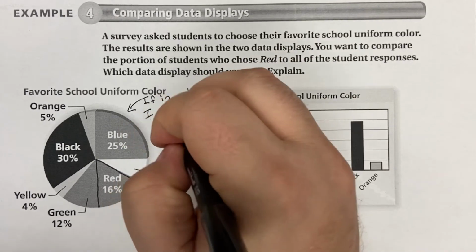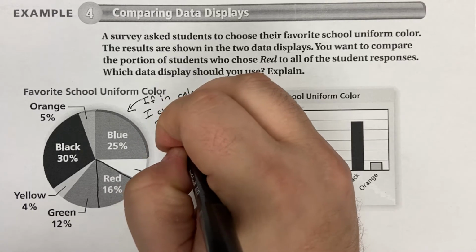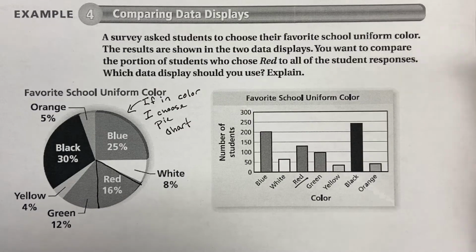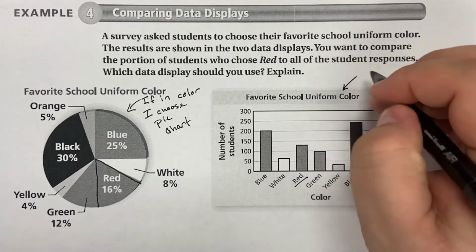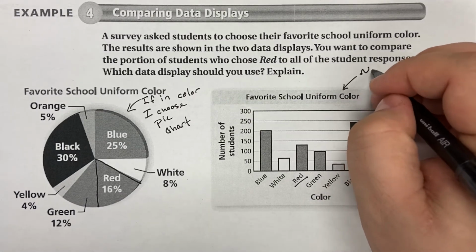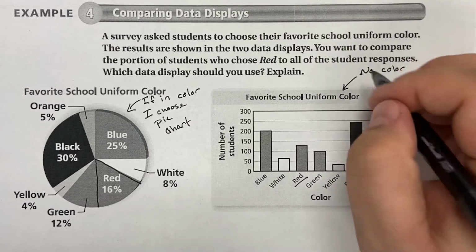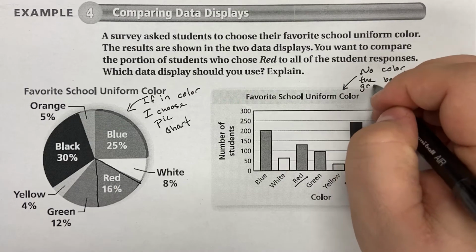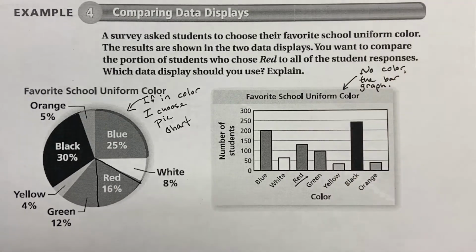Pie chart. I'm going to put pie chart. Fancy non-technical term for a circle graph. Then over here, if no color, then I'm going to choose the bar graph. And that's as simple as my explanation is.